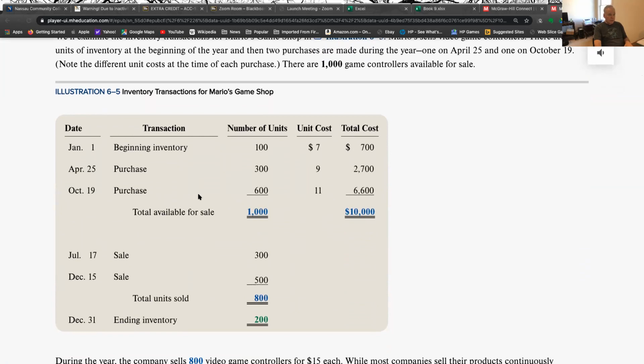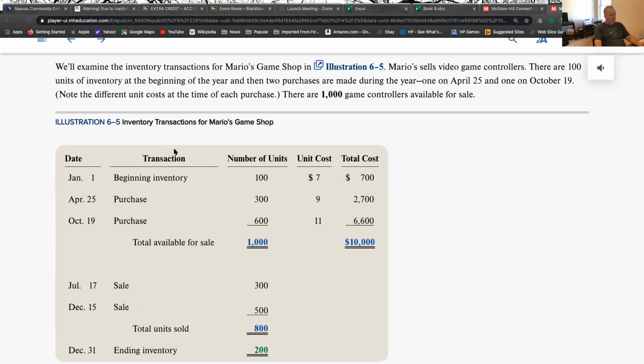I'm not going to go through the example now. I'll do it next week when we go through it. But just to point something out to you real quick. Here are the transactions for this Mario's Game Shop. On January 1st, they already had in inventory 100, I guess, games. They paid $7 a game. That sounds cheap. 700. Then in April, they bought 300 more games.